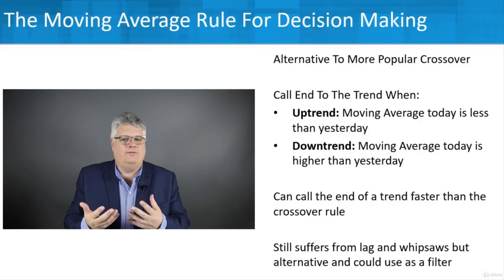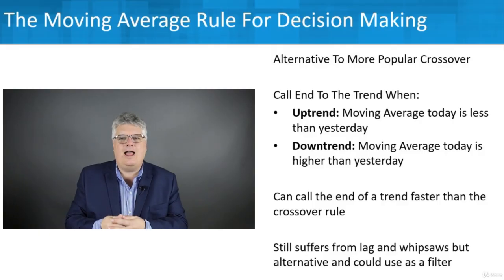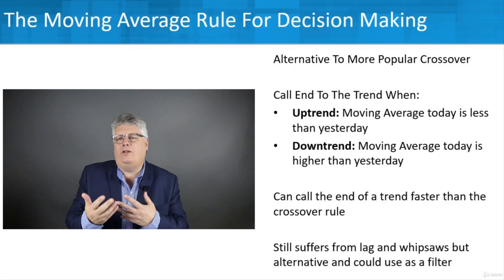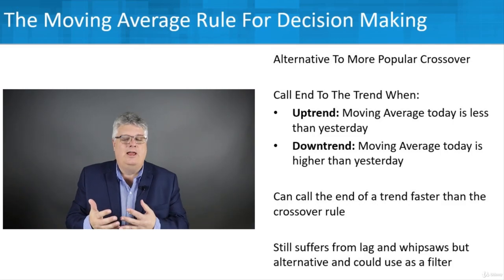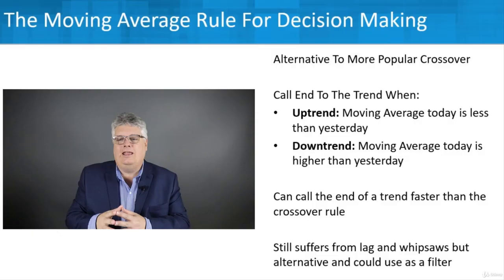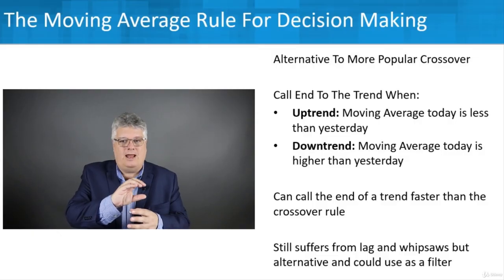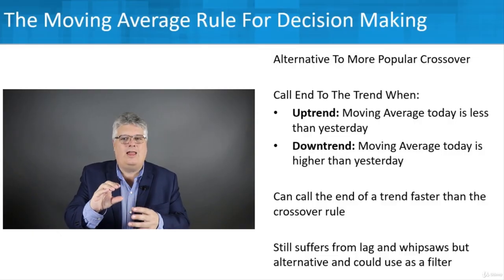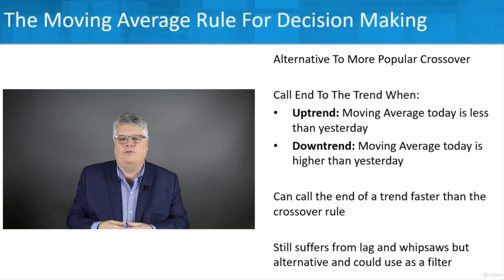The advantage of this is you're not looking at crossovers, you're just strictly looking at the moving average line over the period of time. It helps as far as you can call an end to a trend faster than with the crossover rule. Moving averages always are a lagging indicator, but you're able to see where that change is occurring on the line as opposed to waiting for crossovers and prices, which is what you're looking to do.